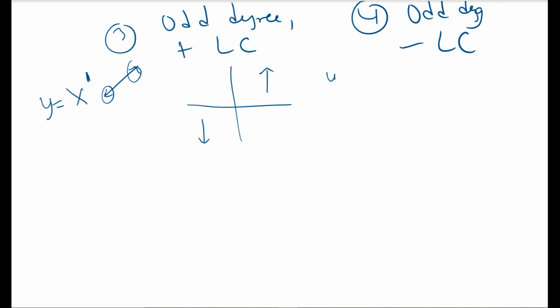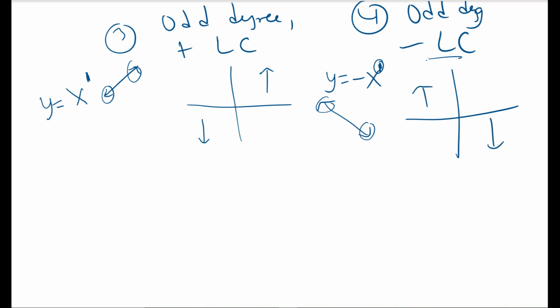Now, if we had something like y equals negative x, well, that's a negative leading coefficient, but an odd degree, odd power. And remember, negative x just looks like this. It just goes down. So that means that on the left side, the arrow is going up, the right side, the arrow is going down. So we have up and then down. Okay, so that's a way that you can tell the end behavior for odd and even degrees.